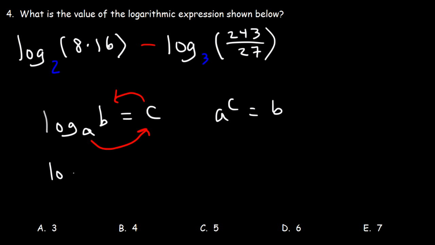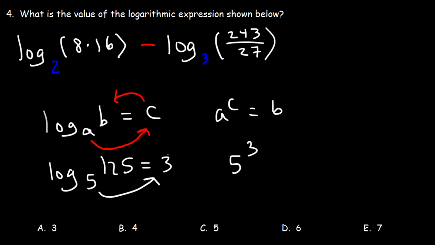So for example, log base 5 of 125 is equal to what number? You have to multiply 3 5s to get to 125. So this is 3. So therefore, 5 to the 3rd power is equal to 125. And that's how you can convert a logarithmic expression into an exponential expression.